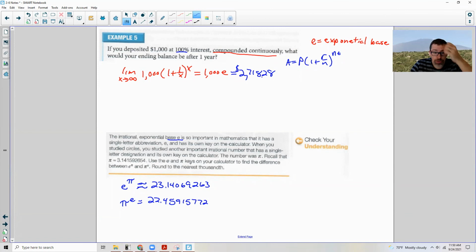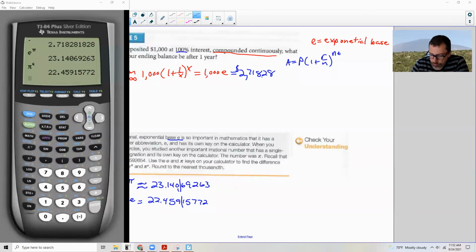So now it says use e and pi to find the difference, round to the nearest thousandth. Tenth, hundredth, thousandth is right here. That would become a 1. So this is 23.141 and this is 22.459. Okay, so I just wanted to see which one was larger so I don't get a negative.